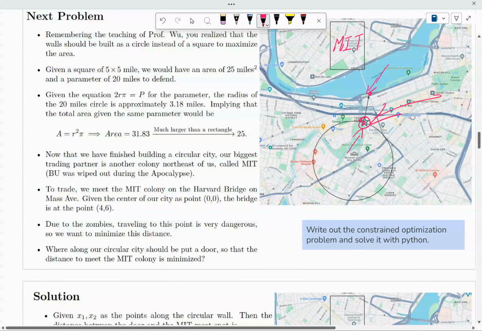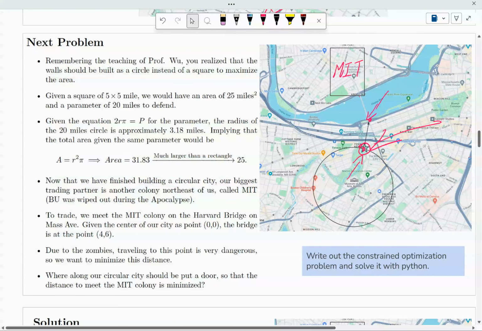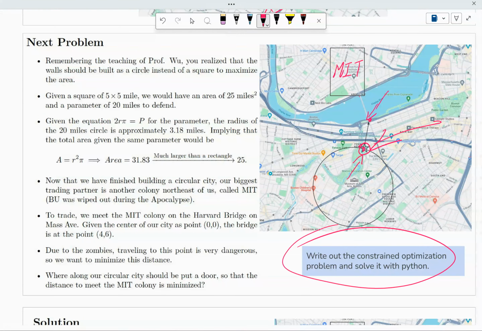See if you can identify the equation and see if you can solve the problem. That's part two. Write out the constraint optimization and see if you can solve it. All right, pause the video. Take a second. Think about it. Remember what the equation of a circle is.